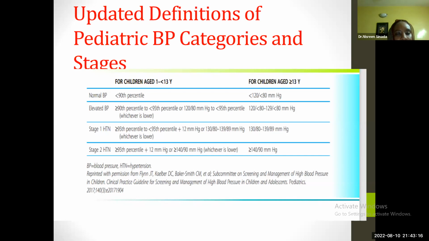So we see here there is no 99th percentile in the updated definition. And stage 2 hypertension is the 95th percentile plus 12 millimeters or more. For children aged 13 years or more, stage 2 hypertension is blood pressure 140 over 90 or more. And we see here the difference is that we don't find pre-hypertension. If it is in this category, it is elevated blood pressure. There is no pre-hypertension in the updated guideline.